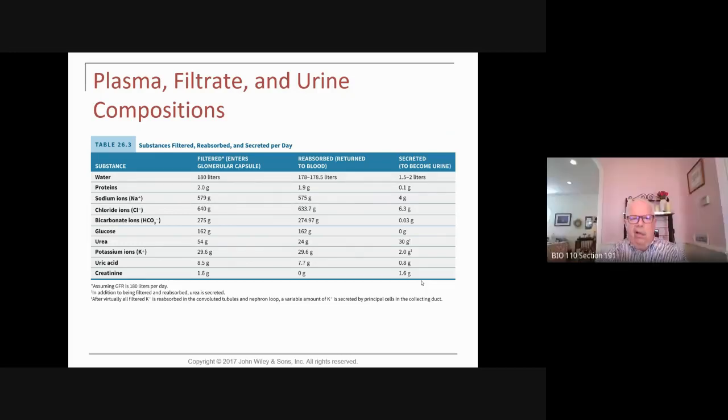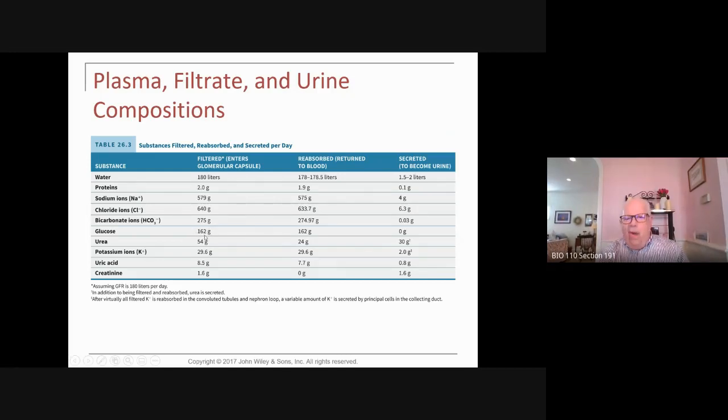Yep. Look, here it is. The filtered amount is 162. The reabsorbed amount is 162. The excreted amount is 0. So how do we diagnose diabetes? Diabetes mellitus is a disease in which your sugar is too high. So what this means is this 162 number is extremely important.